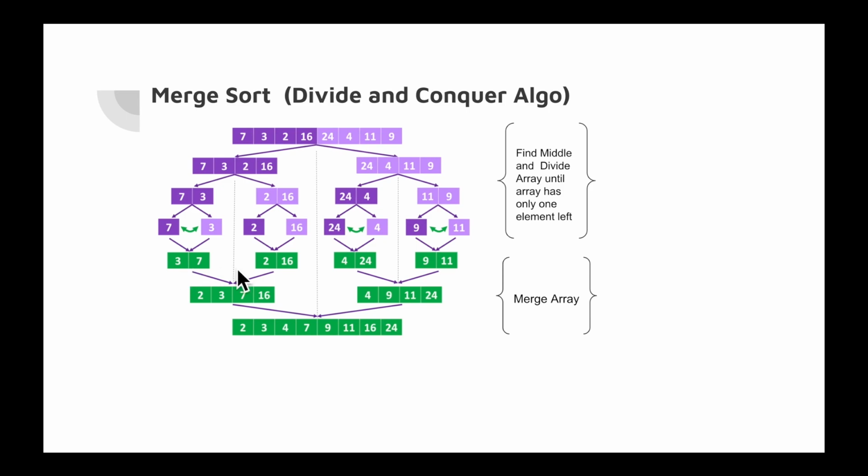Then we compare 3 and 16 and we find that 3 is the smaller. Then we put 3 here. Then we move this pointer to the 7. Then we again compare 7 and 16. Then 7 will go here and the 16 will go here. Right? So this is the merging concept.